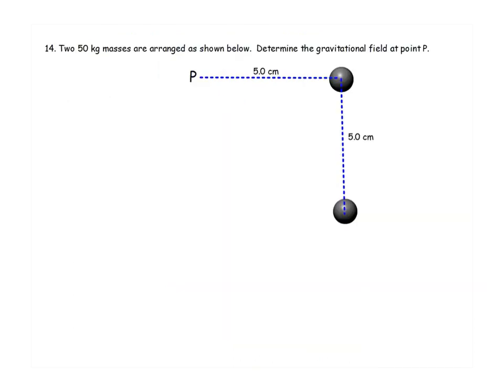So one more question here. Maybe pause the video and try it. This is using the idea of both gravitational field strength and two-dimensional physics. The green sphere is going to exhibit a gravitational field strength at point P in this direction. And then we have the yellow sphere down here, which will exhibit a gravitational field strength in this direction.